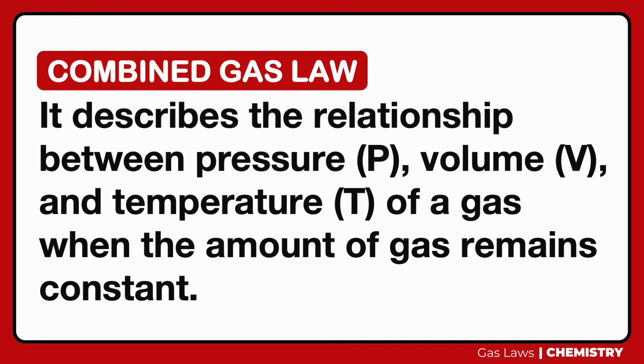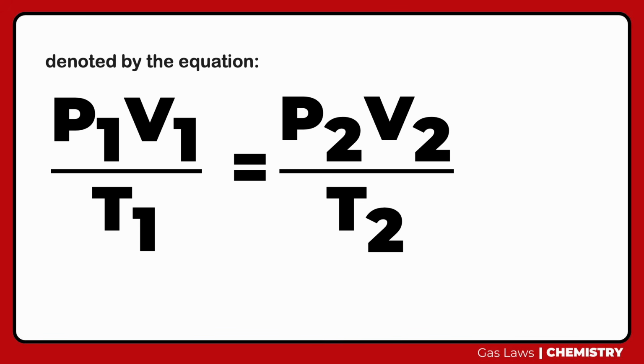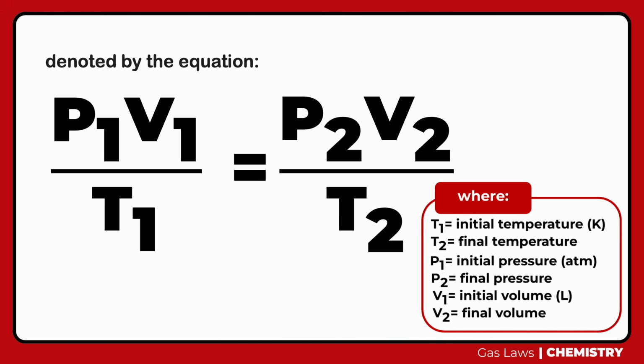The combined gas law shows that the ratio of pressure and volume to temperature remains constant for a given amount of gas. It states that the product of the initial pressure and initial volume divided by the initial temperature is equal to the product of the final pressure and final volume divided by the final temperature. Take note that the temperature should always be expressed in Kelvin, while pressure is commonly measured in atmospheres and the volume in liters.